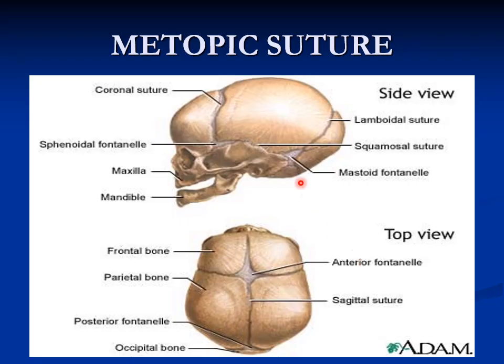So the metopic sutures are the sutures which are present at the time of birth, or in infancy, and later on they disappear and make a single bone. These are the sutures present at birth, separating the bones into two halves, but later on these sutures disappear and form a single bone, as you can see in the case of the frontal bone.